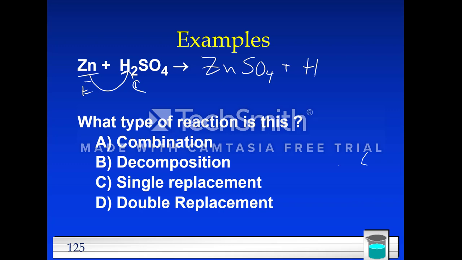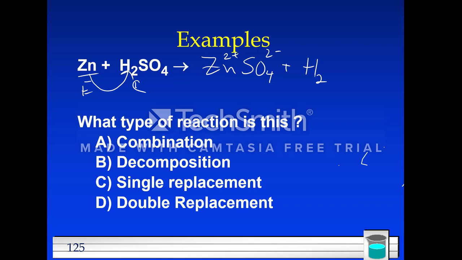Do what the name says, one thing replaces. Next, worry about subscripts. Does H need a subscript? Yeah, because H can't be by itself, so it gets a 2. ZnSO4: sulfate is 2 minus, zinc is always 2 plus. That's the right formula for zinc sulfate.